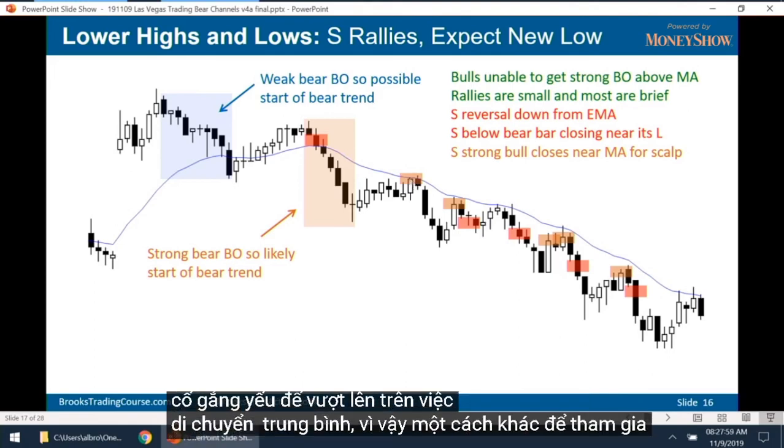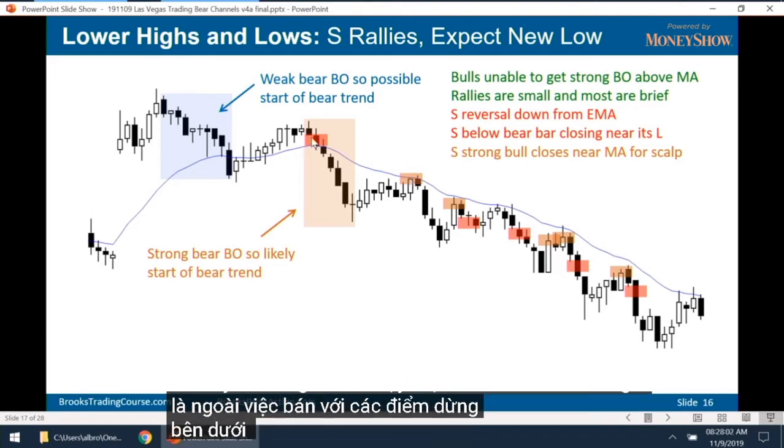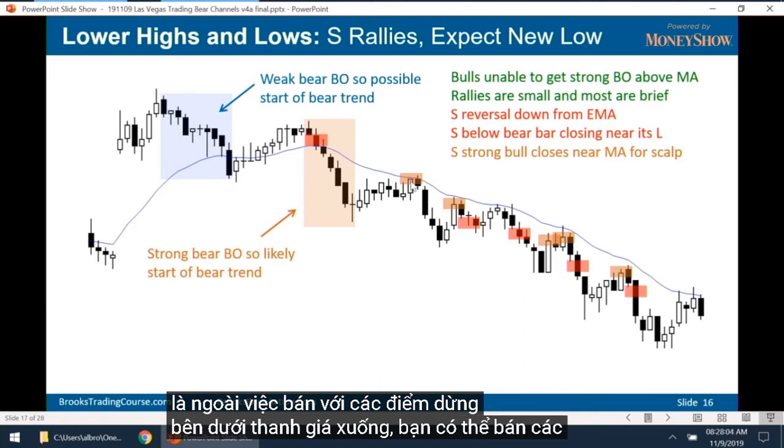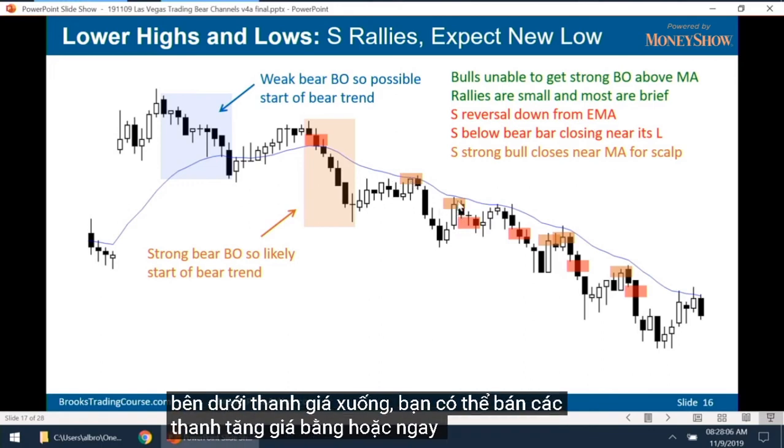So another way to enter is, in addition to selling with stops below bear bars, you can sell the close of bull bars at or just below the moving average.